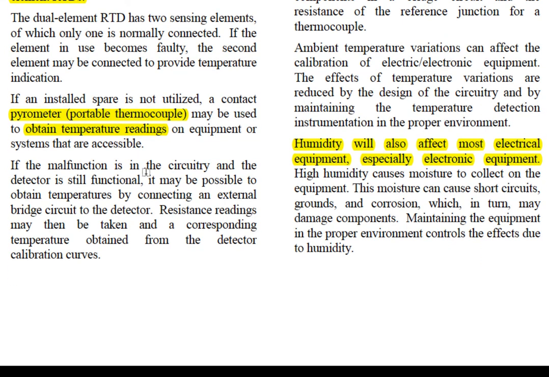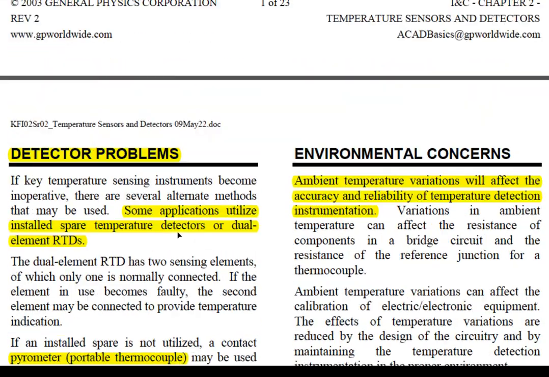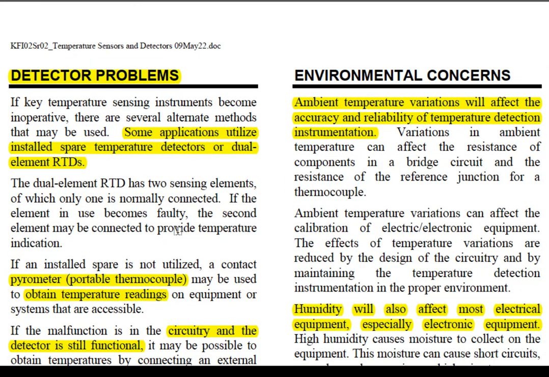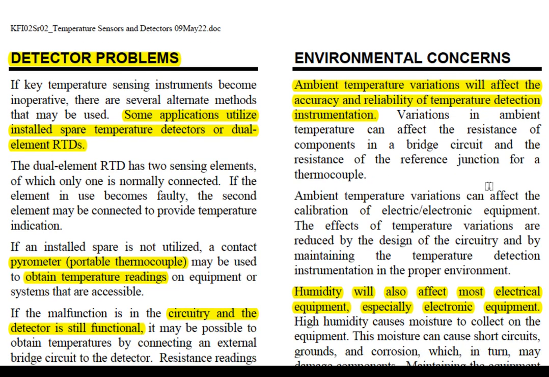Okay, the other thing is malfunction of the circuitry that is controlling the detector. And if you have a malfunction of the circuitry, obviously your detector is not going to operate any longer. Now, there were 2 environmental concerns that I talked about earlier that I wanted you to pay attention to. Here they are. Environmental concerns.